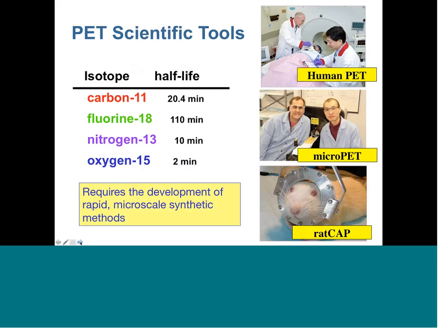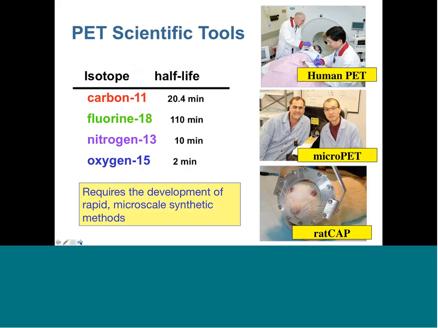So what we use is a technique called positron emission tomography. It's a medical imaging method. And we use very short-lived isotopes, carbon-11, which has a 20-minute half-life, and fluorine-18, which has a 110-minute half-life. These are radioactive isotopes, and they emit very high energetic photons that can be imaged from outside the body. So we have different types of PET scanners.